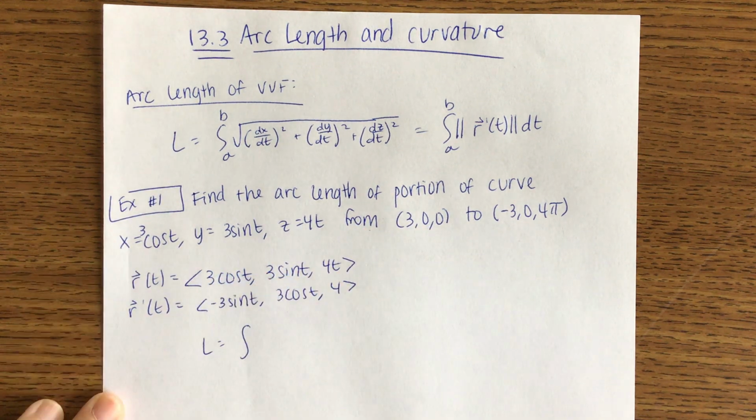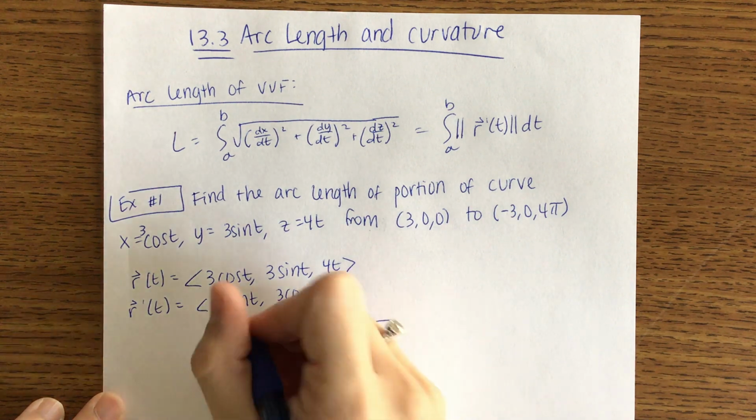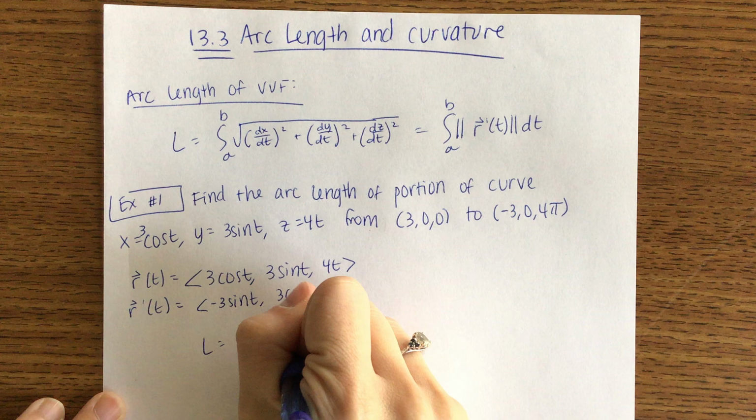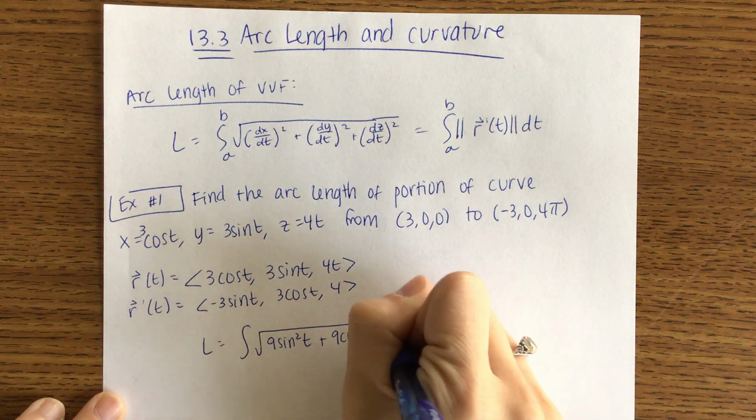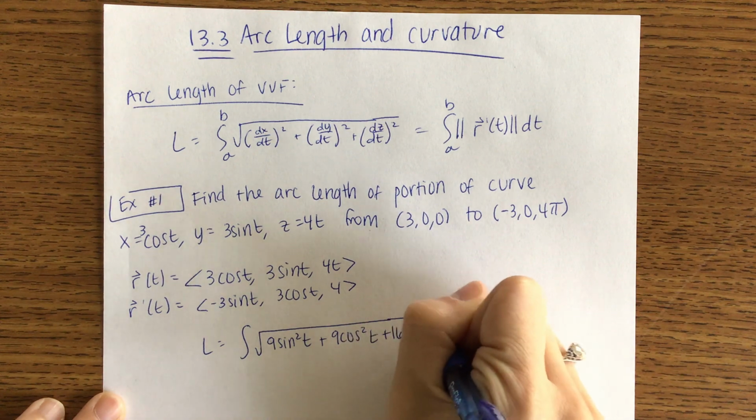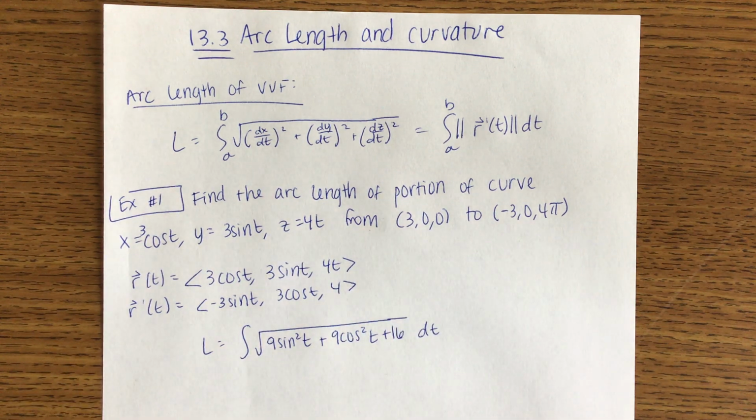Arc length then. We'll figure out our bounds of integration in a minute. It's going to be the norm of r prime of t. So the square root of all those squared and added together, which would be 9 sine squared t, add 9 cosine squared t, add 16, integrating with respect to t. How do I find the bounds for t?